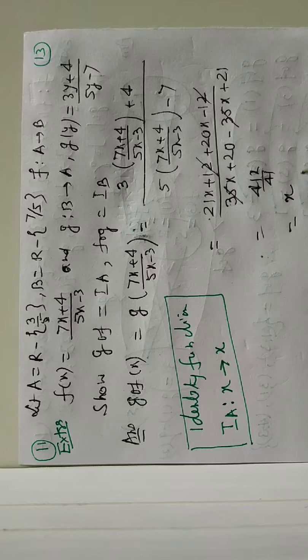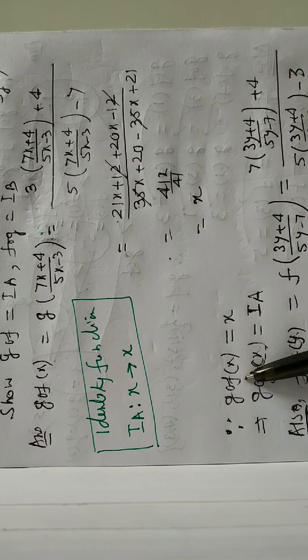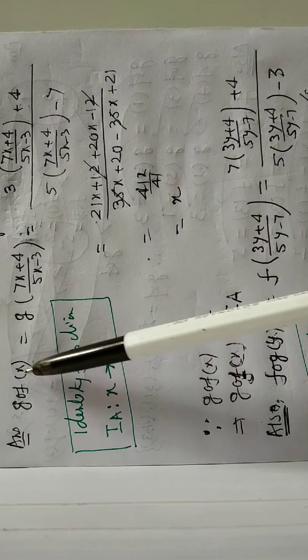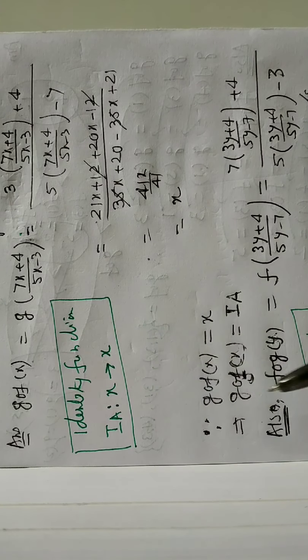On simplification we get x. So here we see GOF is equal to x. It means GOFX is equal to IA, as this definition is fulfilled.